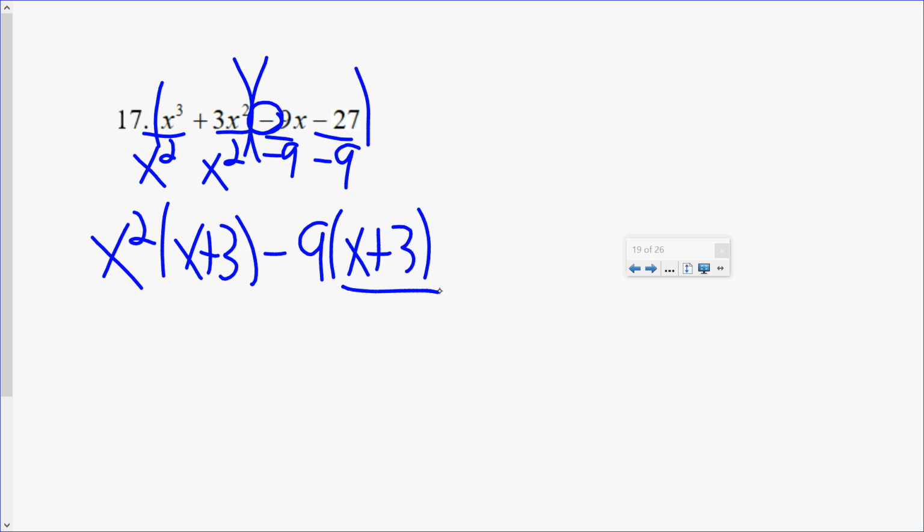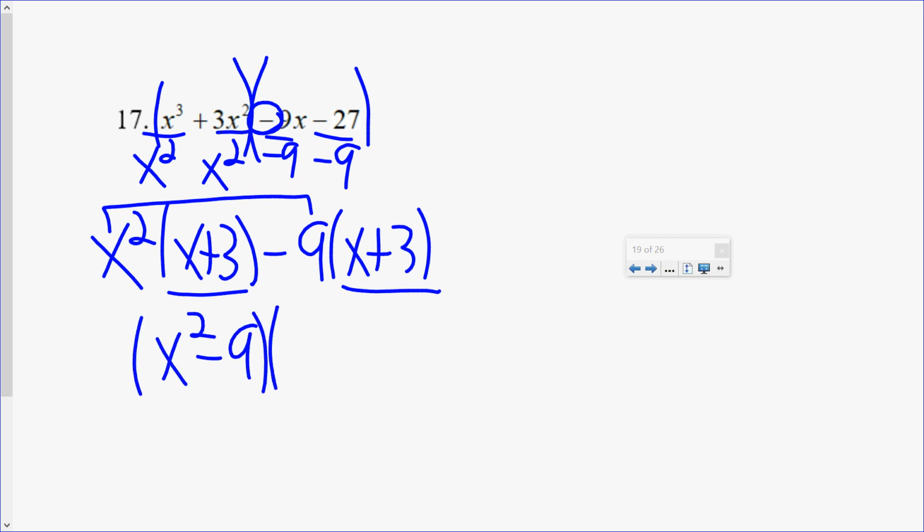When you do that, those should match. If they don't match, either they don't factor or you did something wrong. That's step 1 of grouping. Step 2, combine the coefficients. X squared minus 9 is x squared minus 9. The x plus 3 comes down.